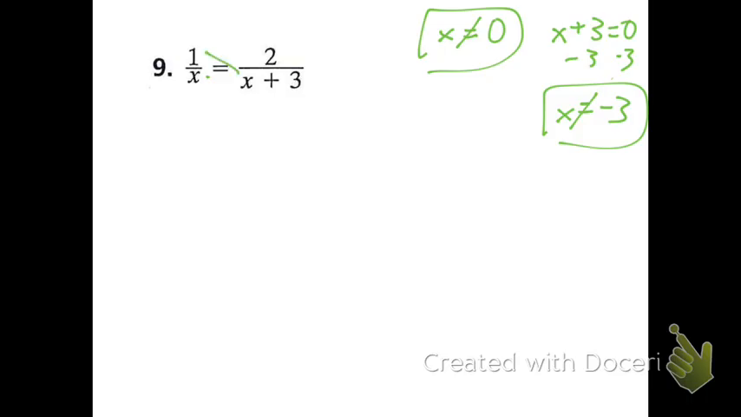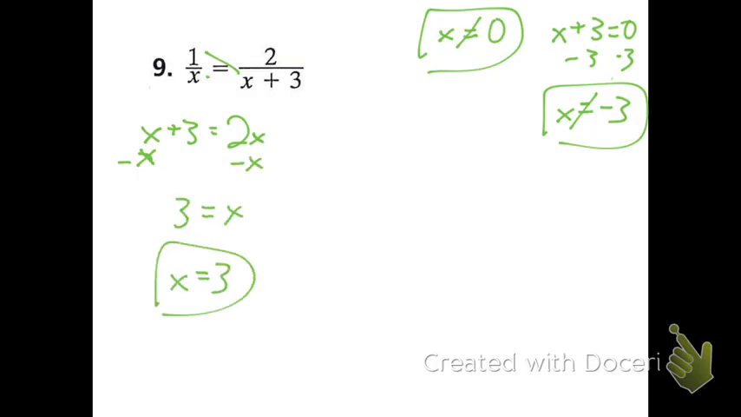Okay, so when you're solving this, I have x plus 3 equals 2x. I'm going to subtract x from each side. I get 3 equals x. So x equals 3. Can it equal 3? Yeah, it sure can. Can't be -3, but it can be this one. So x equals 3 is your solution there.